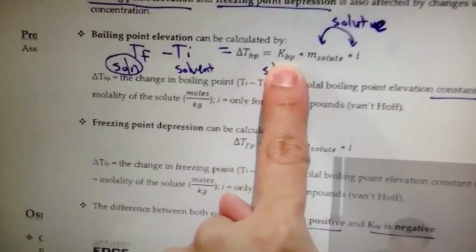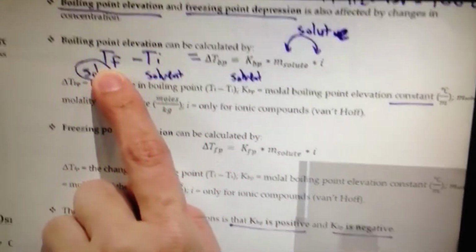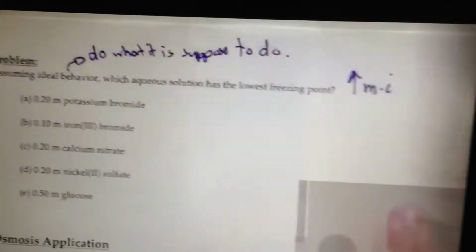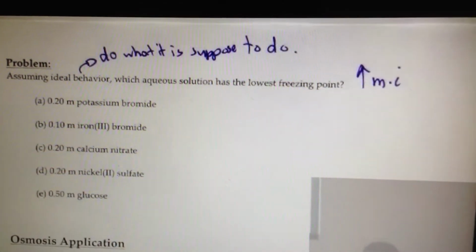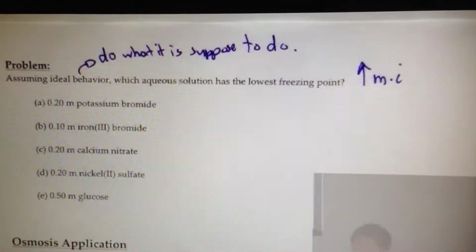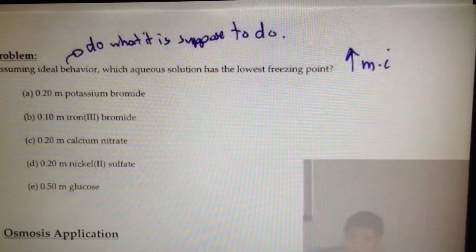I don't know what K is. I don't know what Ti is. I don't know what T final is going to be. But all I know is I can find m and i. Does everybody agree with that? So the highest m times i should be the lowest freezing point. We're going to assume that all the K's are the same for all of them, but we don't know what it is. So I can't do the math. I have to do it kind of theoretically.